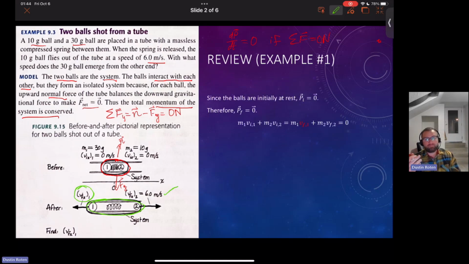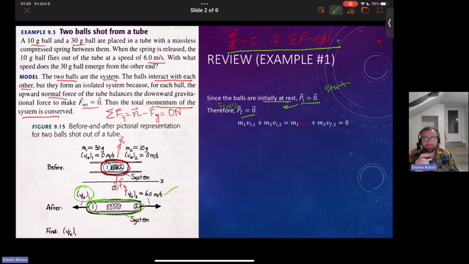So let's think about the initial momentum. Since the balls are initially at rest, that initial momentum equals 0. And since this is an isolated system, what we start with has to equal what we finish with. So that means since our initial momentum is 0, this is our start, what we finish with, our final momentum, also has to be 0.